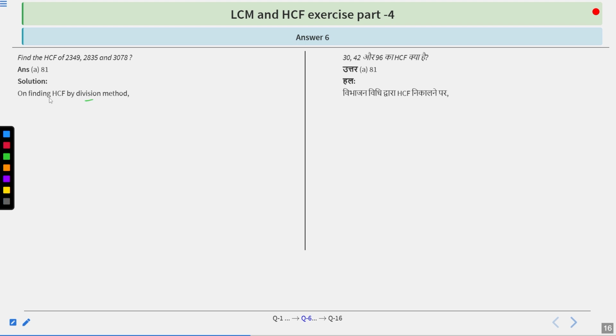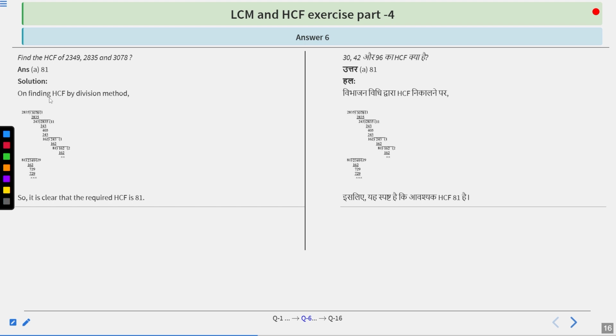We can pick any two numbers and divide the larger number by the smaller number. So we have taken 2835 and 3078. So when we divide the larger number, that is 3078, by 2835, 2835 ones are 2835, remainder is 243 in this step. Now from this remainder, we are going to divide the previous divisor, that was 2835. Now here the remainder is 162. Then we will divide the previous divisor, that is 243 by 162. We get 81 as a remainder this time.